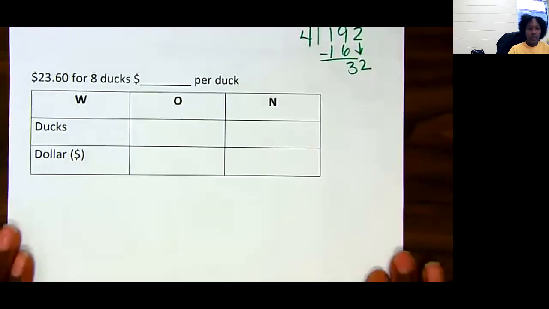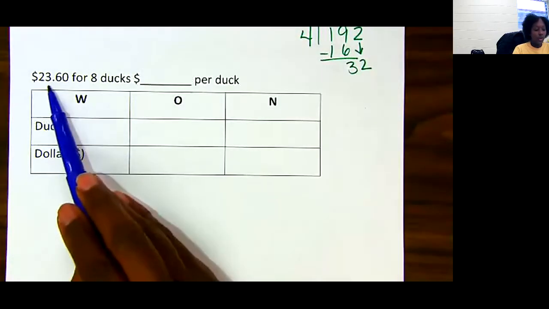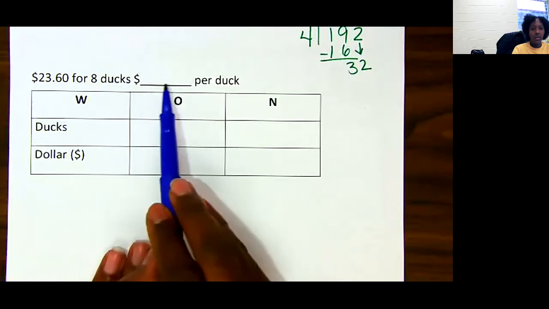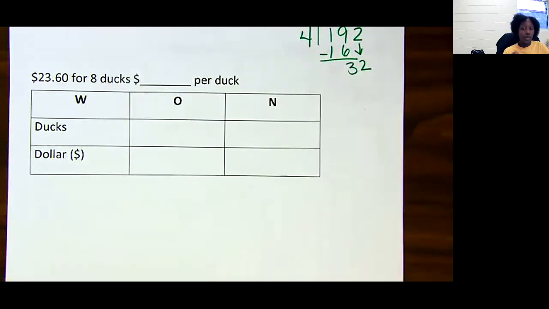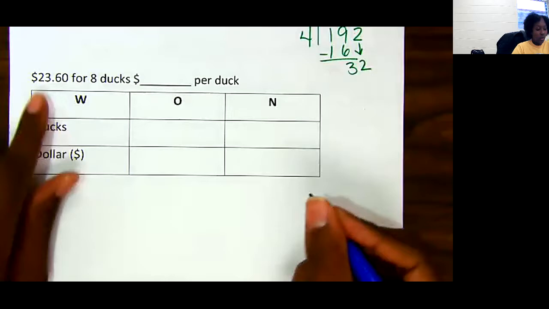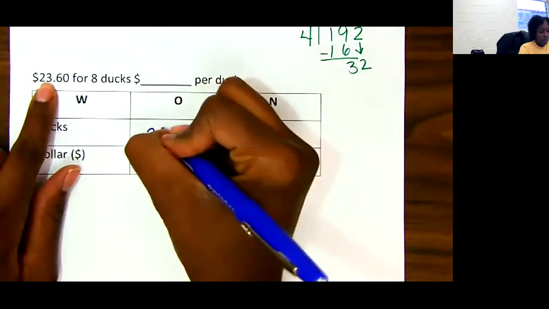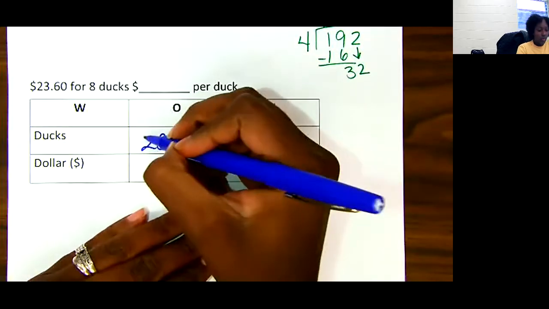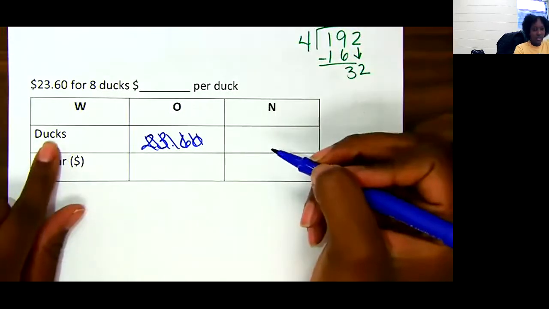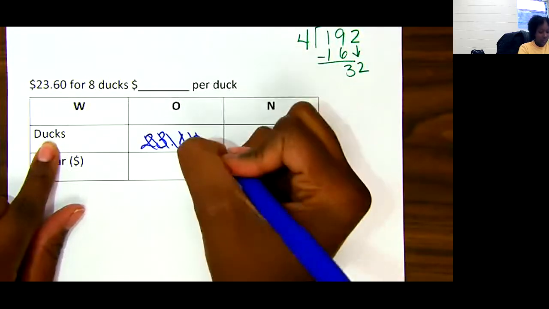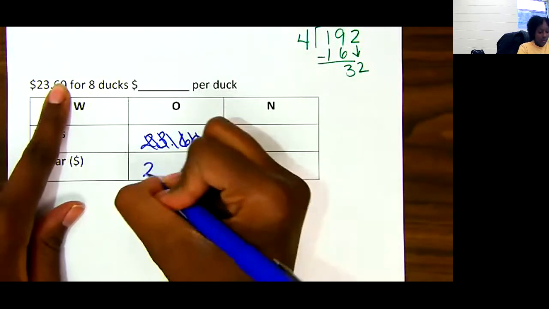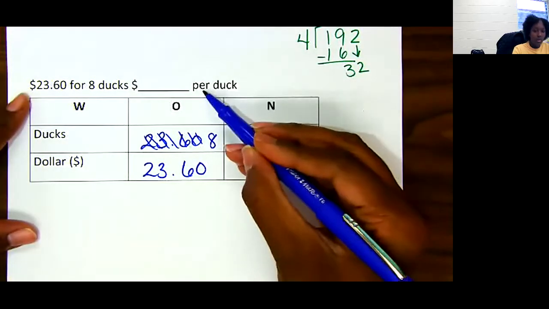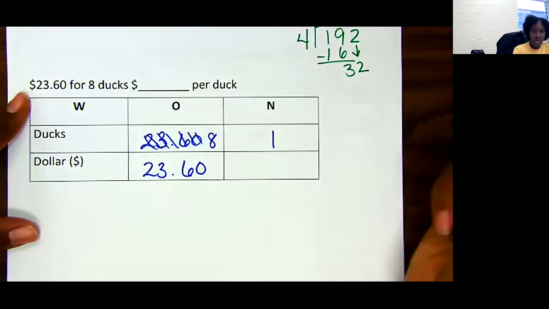Let's look at another one. We have $23.60 for 8 ducks. They want to know how much money per duck. So they want to know how much does one duck cost. So let's go ahead and fill it in. It tells us that our total amount was $23.60. This says ducks. I have 8 ducks, and I have $23.60 for those 8 ducks. They want to know how much per duck. How much for one duck?